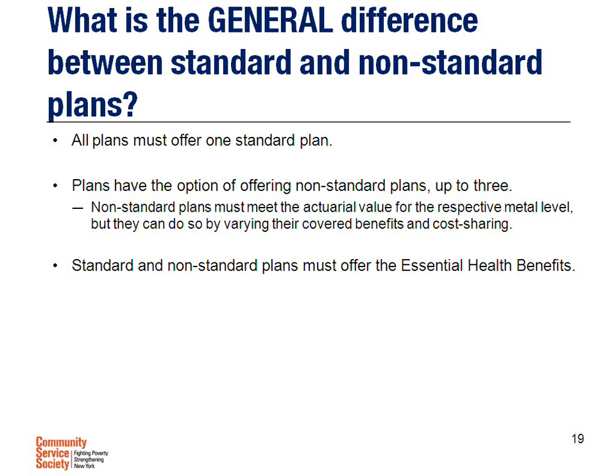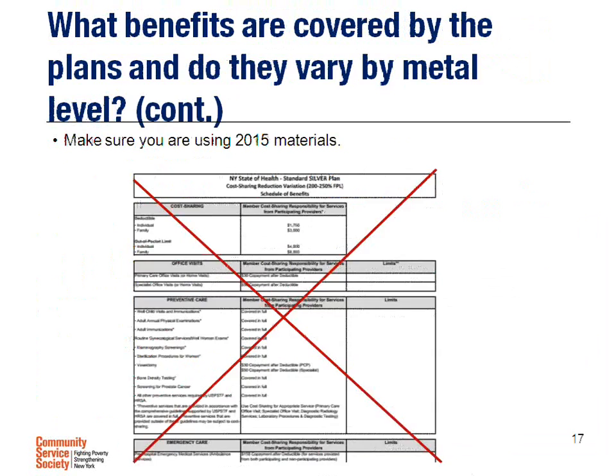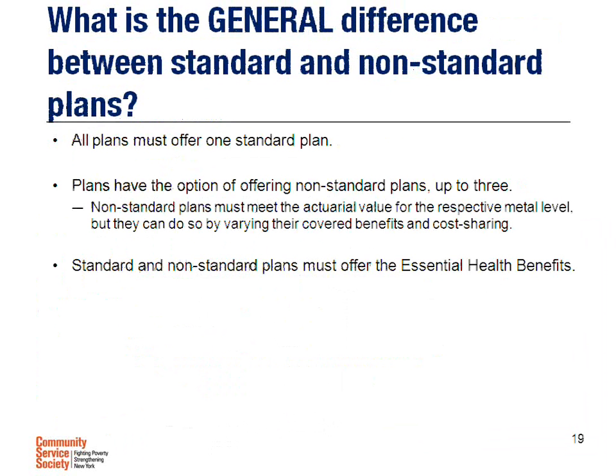So we all know that all plans have to offer at least one standard plan, and for those of you who may be new to enrollment, the standard plans follow this framework, right? The non-standard plans will vary. Plans also have the option to offer up to 3 non-standard plans. And it's important to remember that non-standard plans have to meet the actuarial value for the respective metal level.